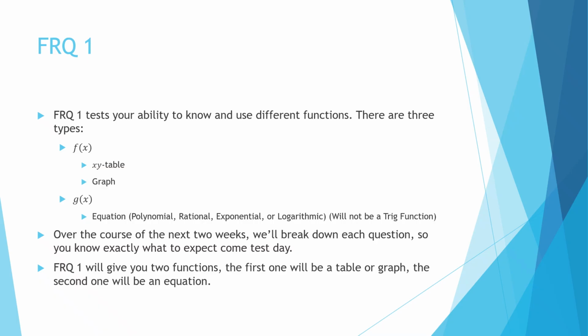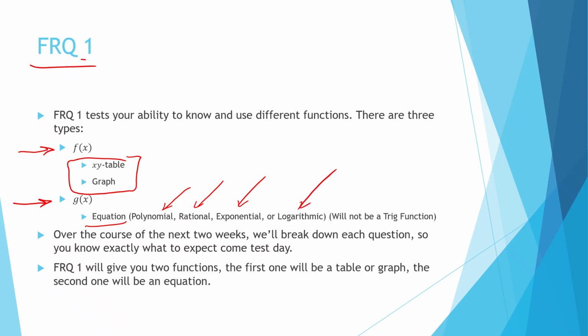So FRQ1 is a type of question that you've definitely seen before on tests and review guides. Basically, it's going to test your ability to know and use different functions. There's 3 different types that you're going to come across, and these will always stay the same. You'll have f or g. F of x will either be an xy table or a graph, so it'll be one or the other. And then g of x will be an equation, guaranteed. It's going to be one of these 4: polynomial, rational, exponential, or logarithmic.